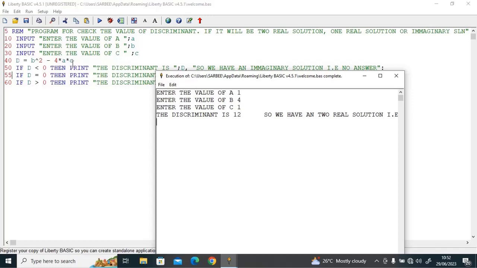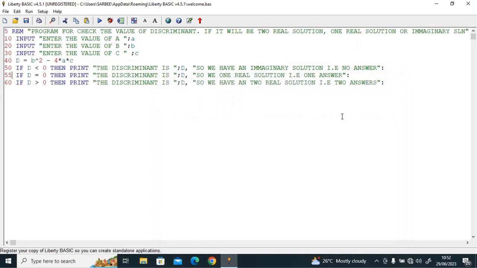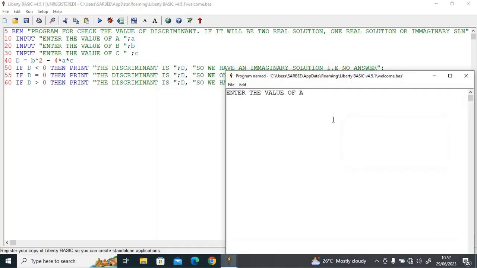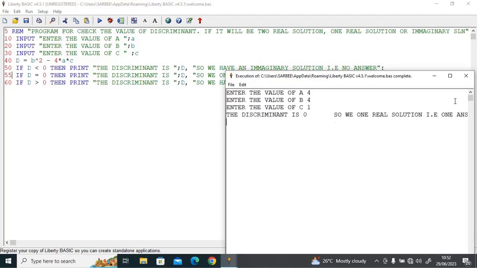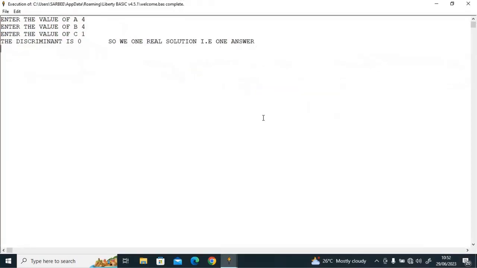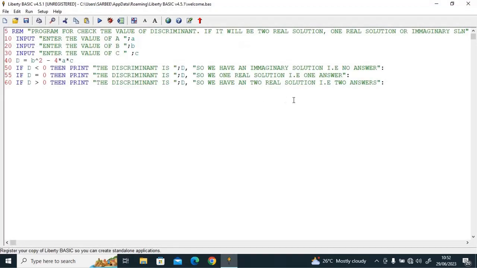Oh, sorry. A should be 4. I make A to be 4 and B to be 4, and C to be 1. You get 0. Yeah, thank you. So the discriminant is 0. So we have one real solution, one answer. So if you solve this, you get what?